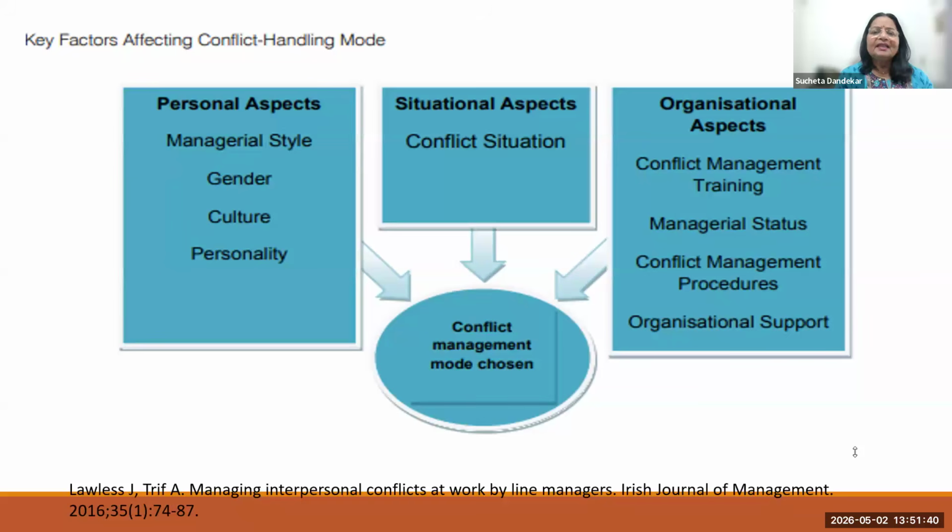Then there could be the situational aspects, the situation of the conflict, and the organizational aspect, where you may need to train people for conflict management. You have to find out about the managerial status and what they will say as far as the conflict is concerned. Most of the time, many organizations will have conflict management procedures in place, and there you have to ensure that there is also organizational support. So the conflict management mode is chosen depending on all these three aspects: the personal aspect, the situational aspect, and the organizational aspect.